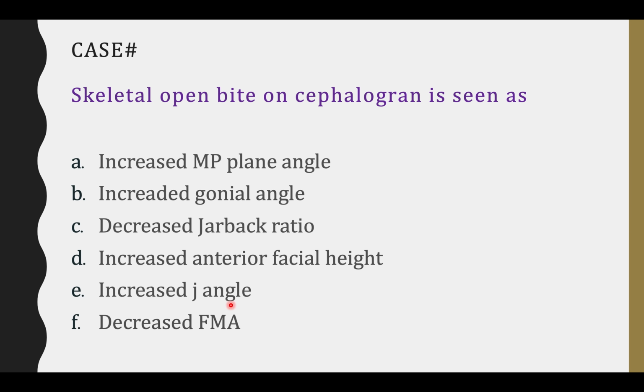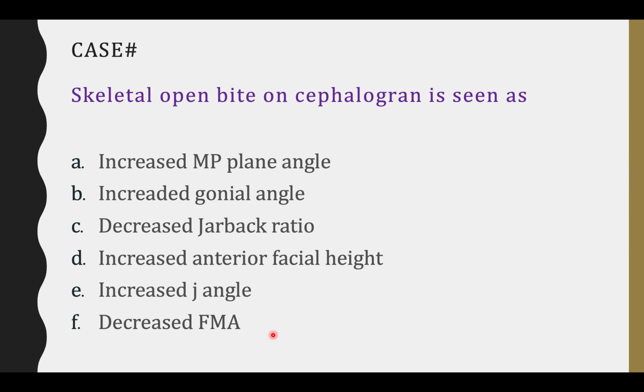Increased J angle, that means an anti-inclined maxilla. That means with a downward rotation of the mandible, a synergistic forward rotation of maxilla is also there. Because of that, the problem is in both maxilla and mandible for a strong skeletal open bite condition. And decreased FMA, no, FMA will also be increased. So the answer for this includes A, B, C, D, E, but not F.